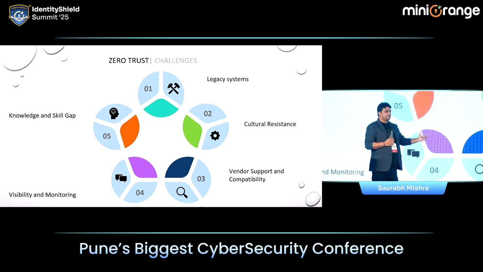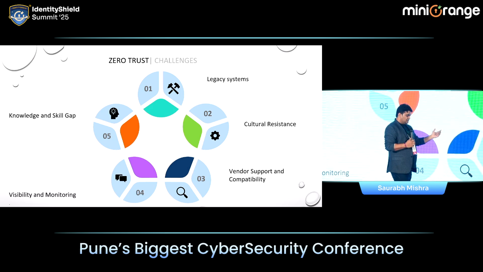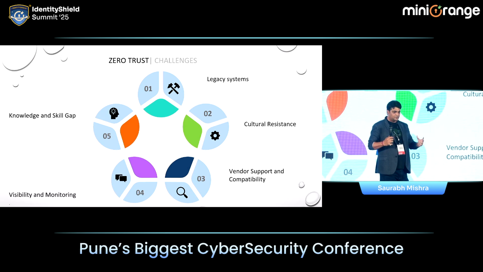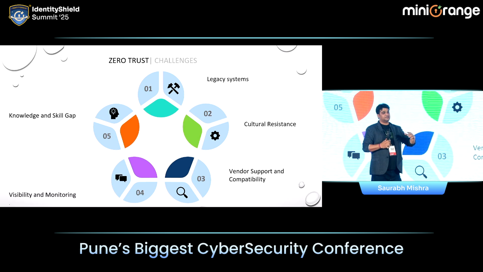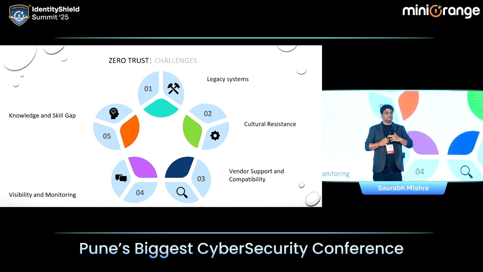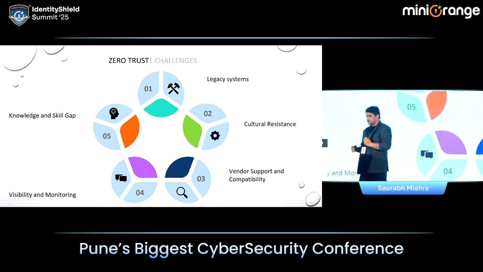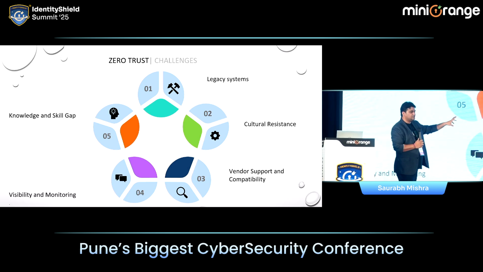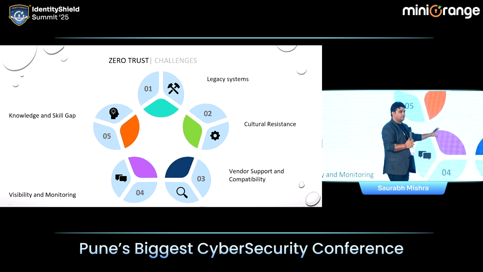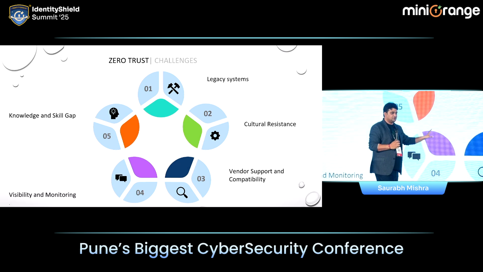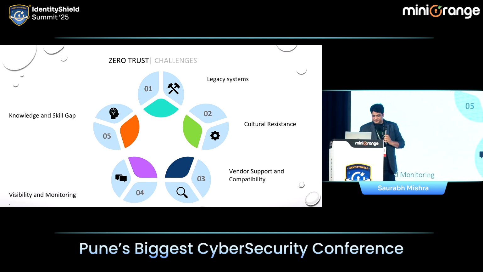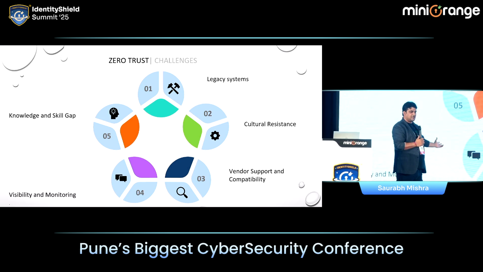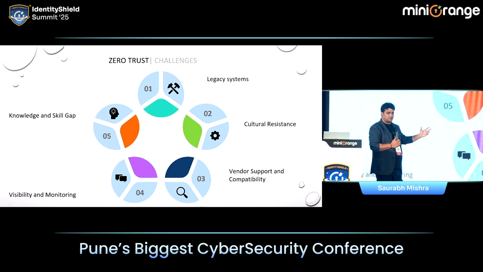Then vendor support and compatibility. If I'm thinking that by using the cloud we can achieve foolproof zero trust, that is not possible. You have to integrate so many other tools as well. If you go to landscape.cncf.io and visit that site, you can see there are so many tools available just for zero trust and security. Then visibility and monitoring. I have explained observability, so you also have to implement and take care of observability as well.